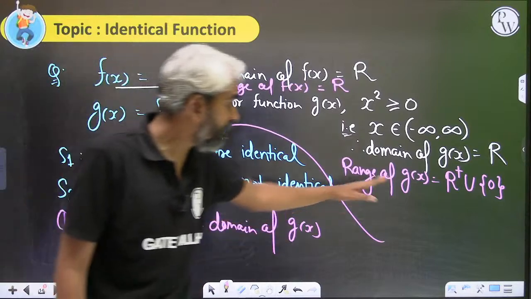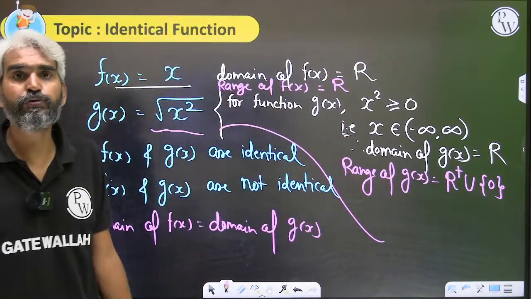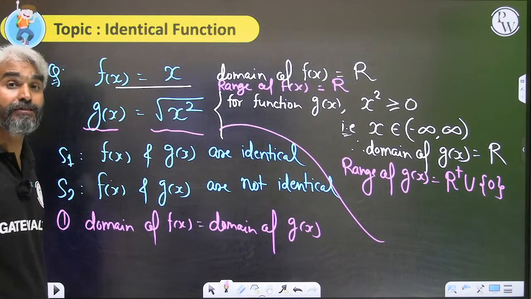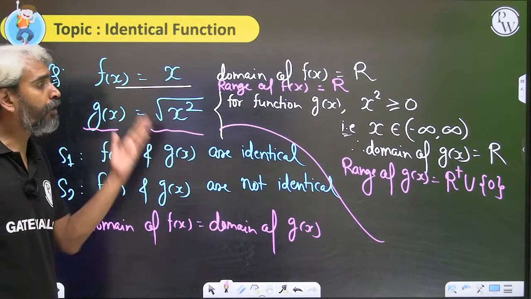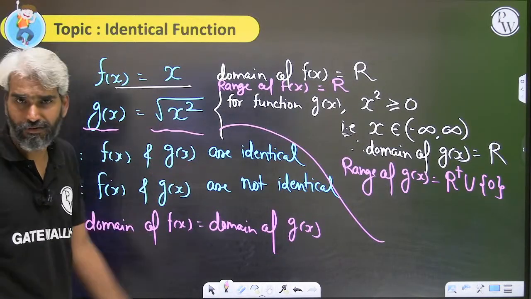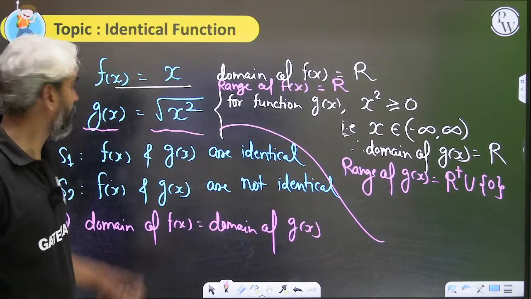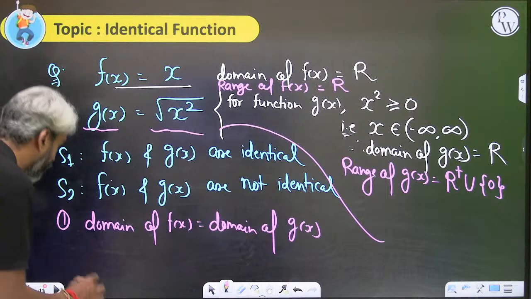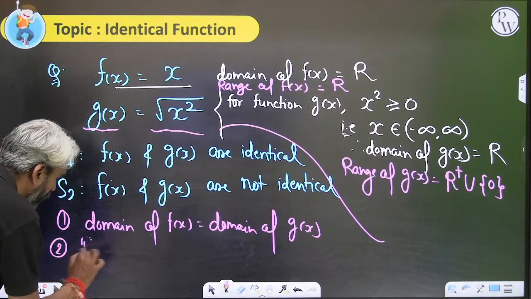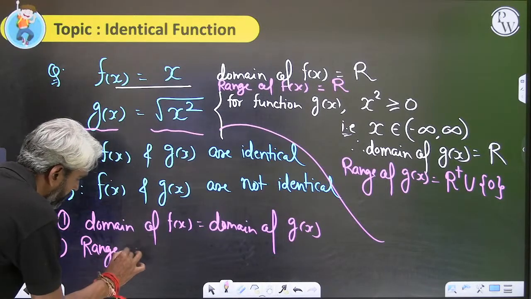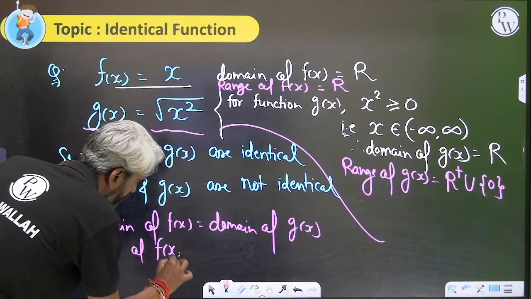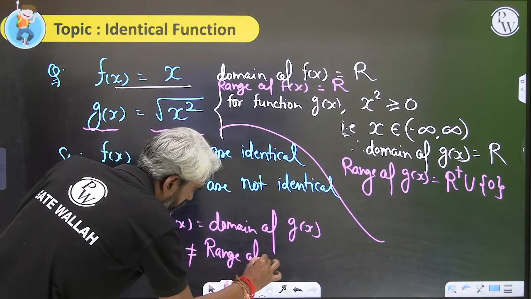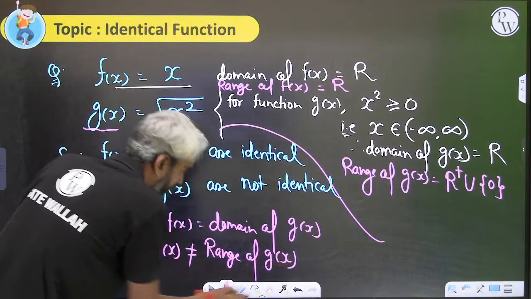Therefore, what will be the range of function g(x)? What are the values which can be taken by the function g(x)? The values which can be taken by g(x) will be 0 or positive real numbers. It can never take negative real numbers as an output. Therefore, the range will not include those numbers. So what can we say? The range of f(x) is not equal to the range of g(x). Therefore, not identical.